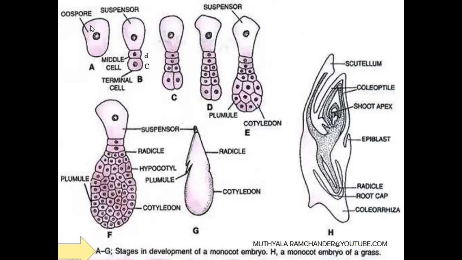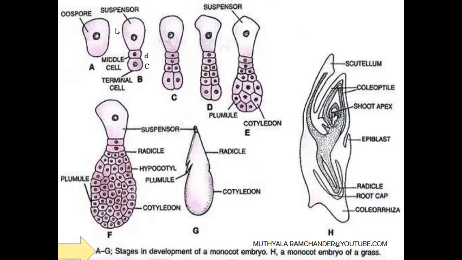After syngamy, one diploid zygote is formed in the ovule. The diploid zygote first participates in a transverse division to form two cells. Here they are, CA and CB cells. The CA cell is present at the micropylar region, and the CB cell is present at the chalazal region. Only two cells are present initially.